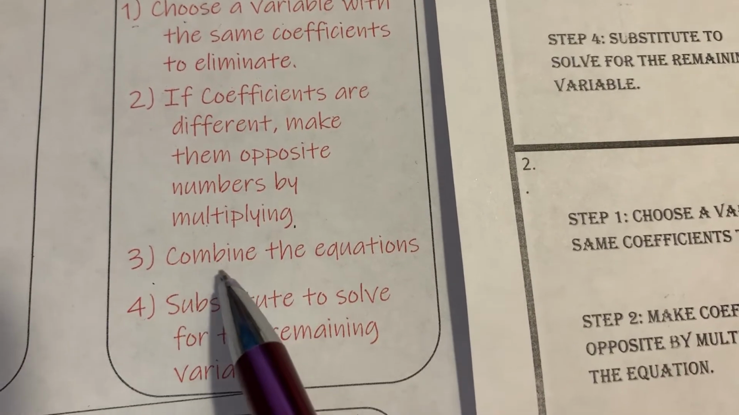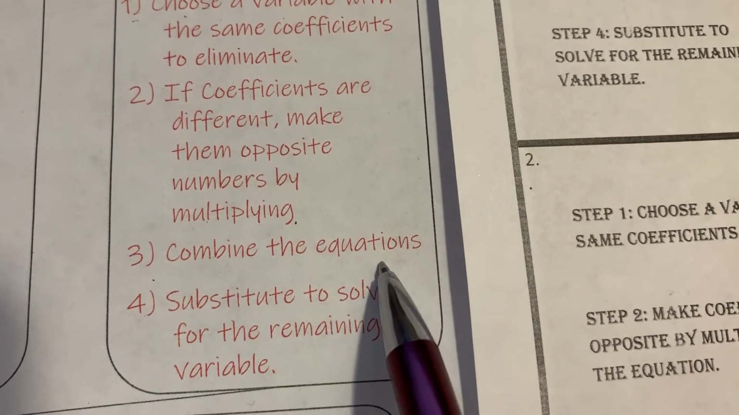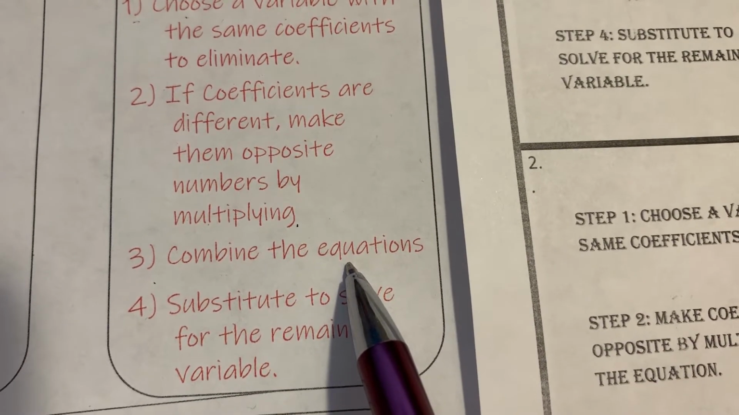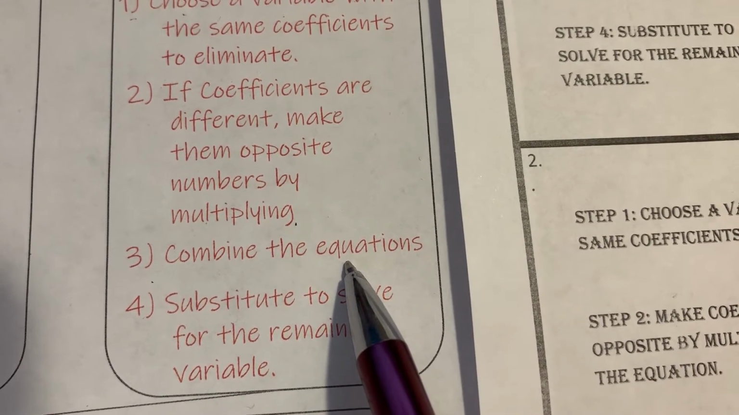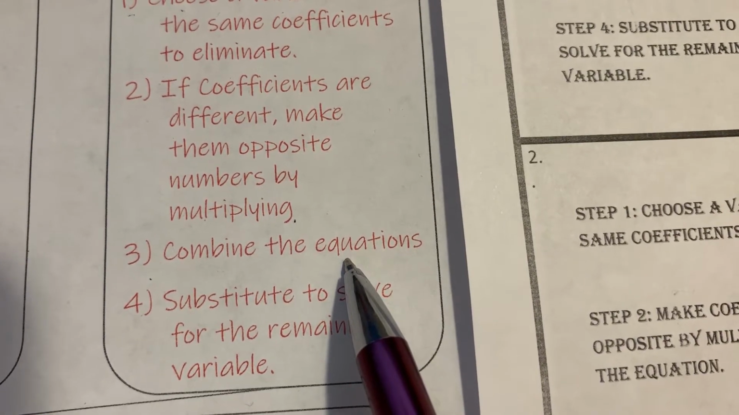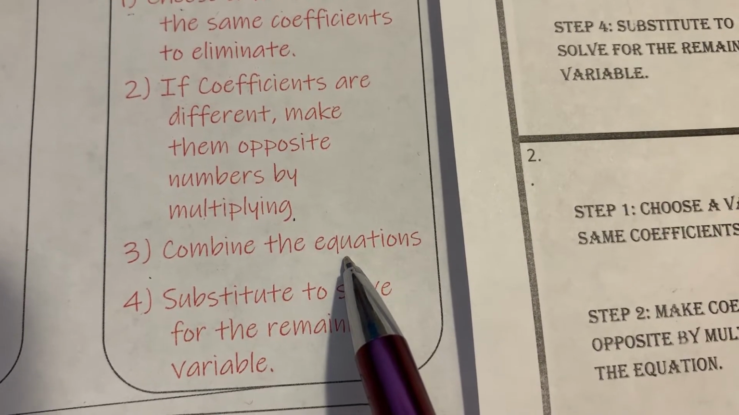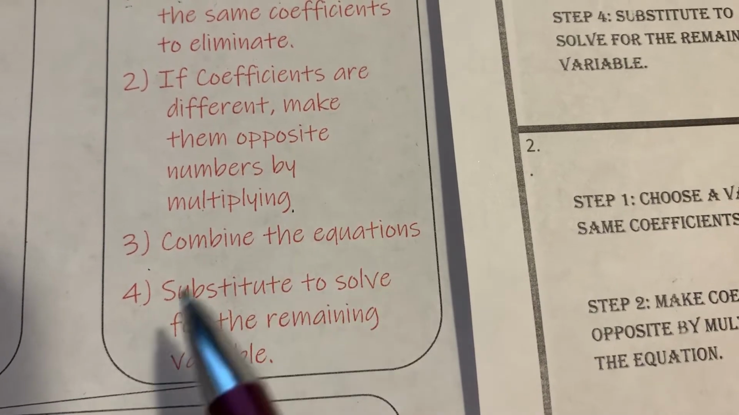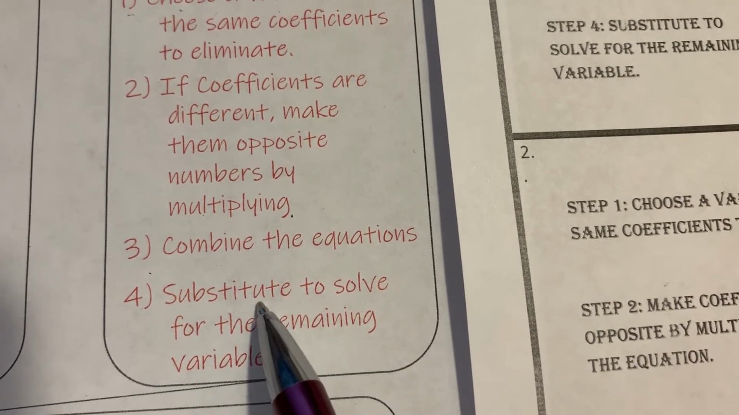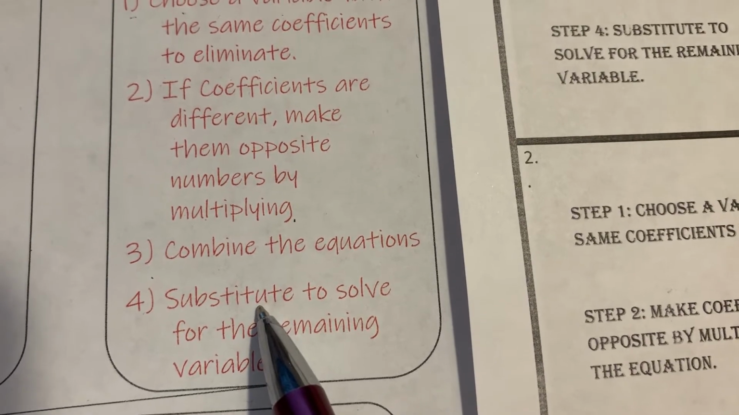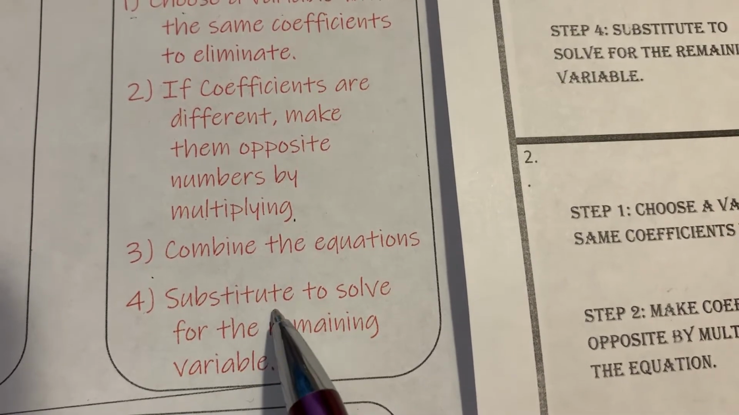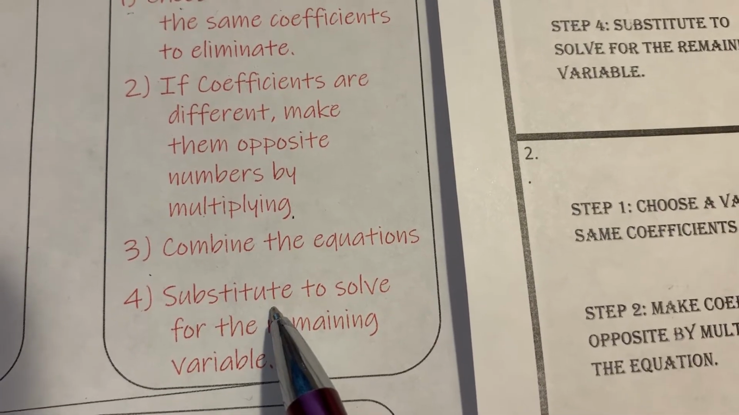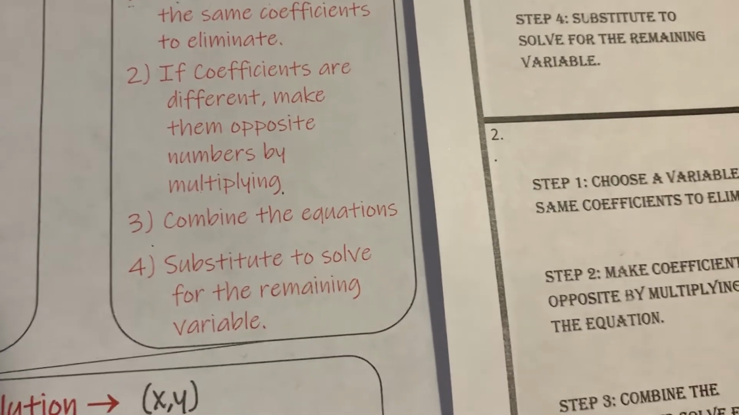Step 3 then is once you do that, you're going to combine the equations. When you combine the equations, you're going to eliminate those opposite coefficients and you're going to be left with one variable. Once you do that, you're going to substitute that variable and solve for the remaining variable. So if you solved for x, you're going to substitute that x value and solve for y.